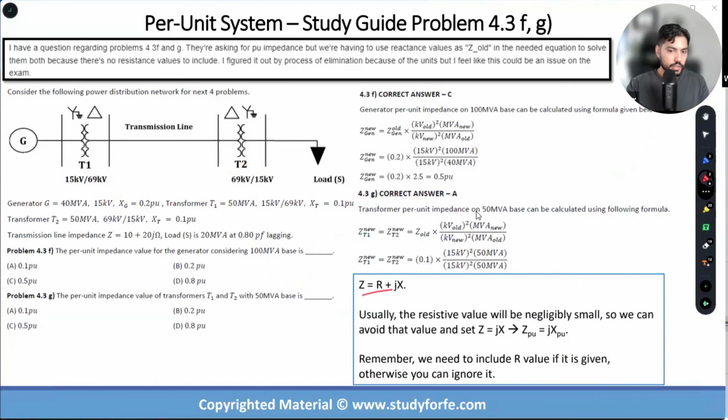So I explained to the student and provided the response as Z is equal to R plus jX. Usually the resistive value will be negligible, so Z per unit is basically almost equal to X per unit. Remember, if the R value was given, then you would include the resistance value.